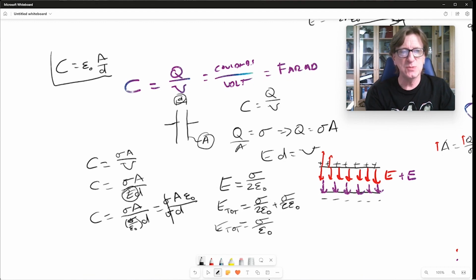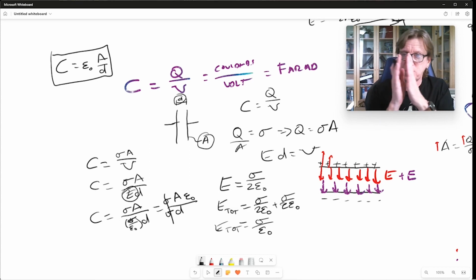And this matches what we found before. We said that if I have a large area, I can store more charge, so its capacitance must be higher. If I have a short distance, a small plate separation, I can also store more charge, which means that my capacitance must be higher. So we've got a couple of different expressions for it.